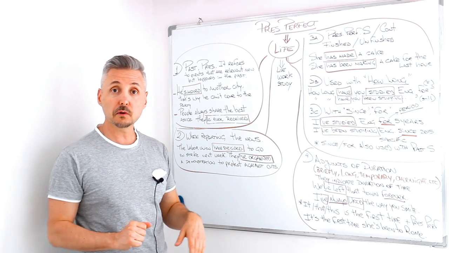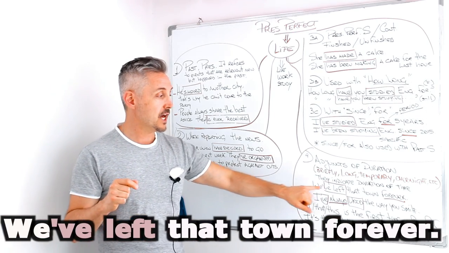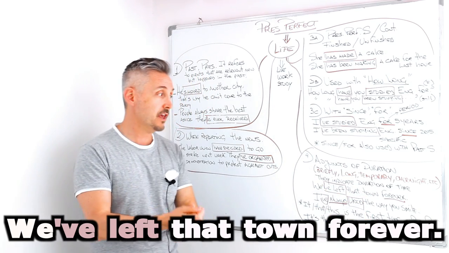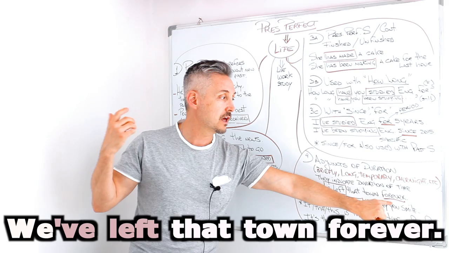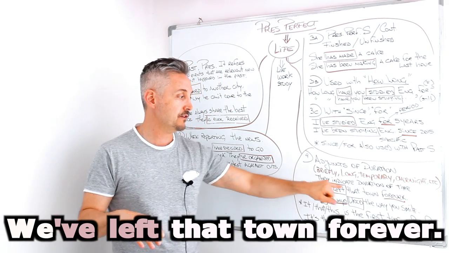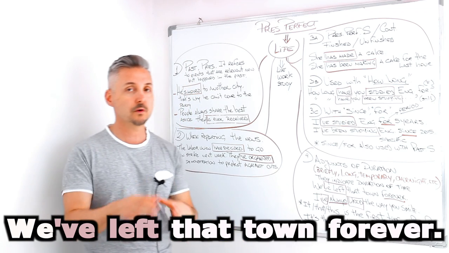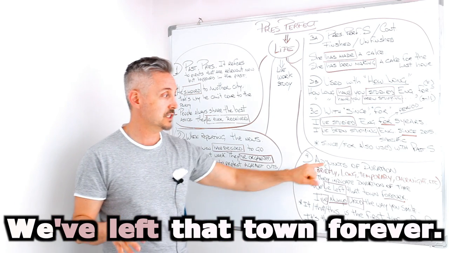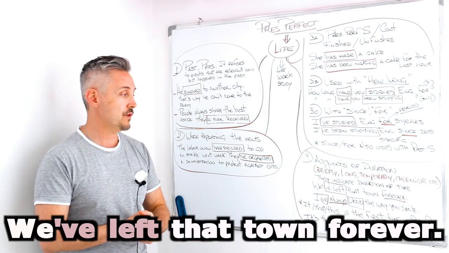So the two examples: we've left that town forever. So forever here is the adjunct of duration, forever. We have left that town forever. We're not saying when, we're saying just forever, which is an adjunct of duration.